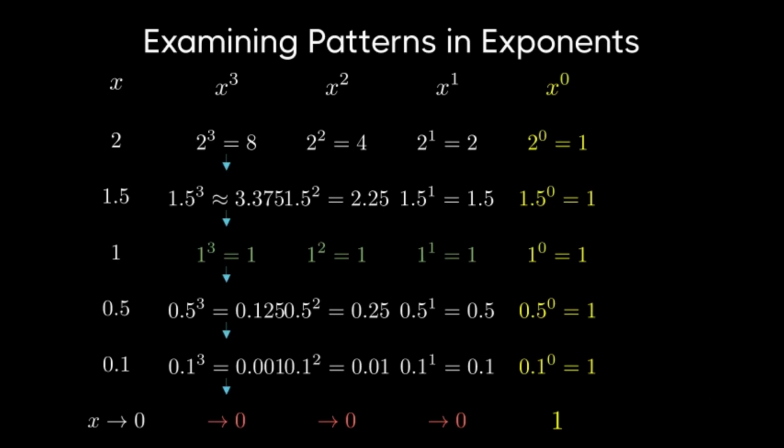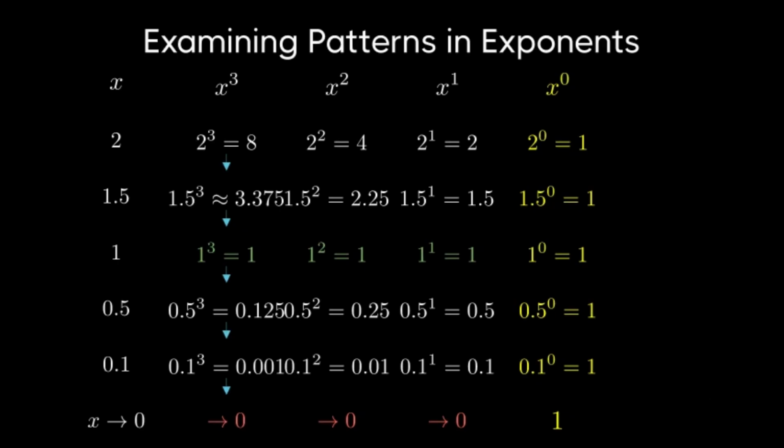While the powers x cubed, x squared, and x to the first power all approach 0, x to the 0th power remains stubbornly equal to 1. This pattern preservation is why mathematicians define 0 to the 0th power as 1. There are other mathematical reasons that support this convention.